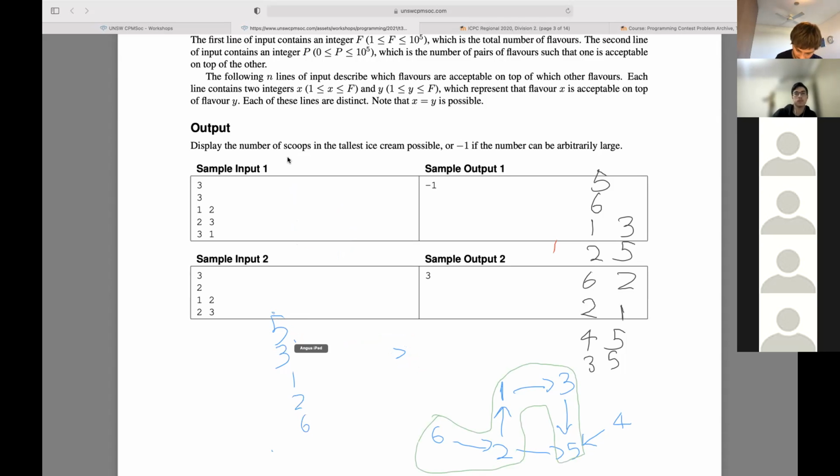Because 5 can be on top of 3, that's from here. 3 can be on top of 1, that's from here. 1 and 2, that can be like here. And 2 and 6 from here. So all of our connections are legal. And so we get this ice cream here, which has 5 scoops on it, which is the maximum in this case.